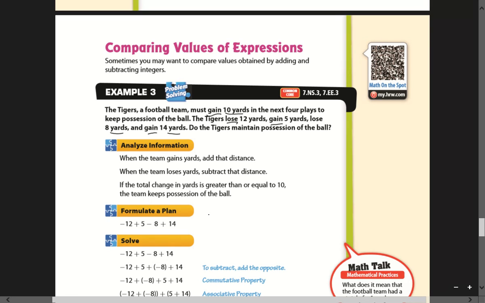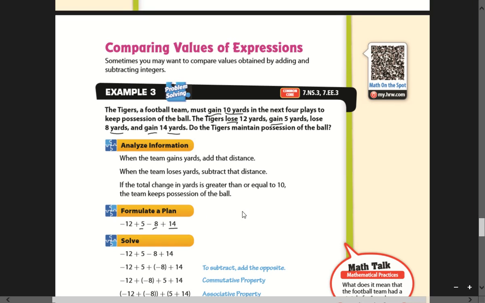So do the Tigers maintain the possession of the ball? Because they must gain 10 yards. Using those words, we can identify the integers. Negative 12 is the loss, positive 5 is the gain, minus 8 is the loss, and positive 14 is the gain. Or you can also use plus negative 8 here.